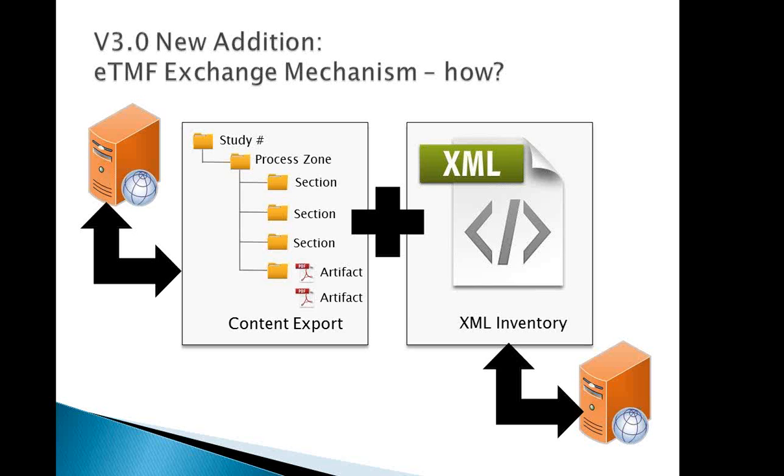So this exchange mechanism format, we've got a starting point. It covers what we consider the minimum amount of metadata that you need to transfer a piece of content. So, TMF reference model version, artifact identifier, and then certain metadata based on the type of artifact. If it needs a study, needs a site, needs a country, things like that.